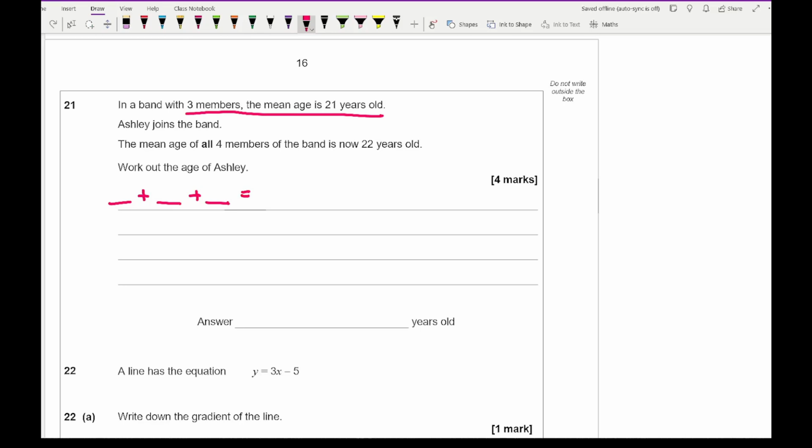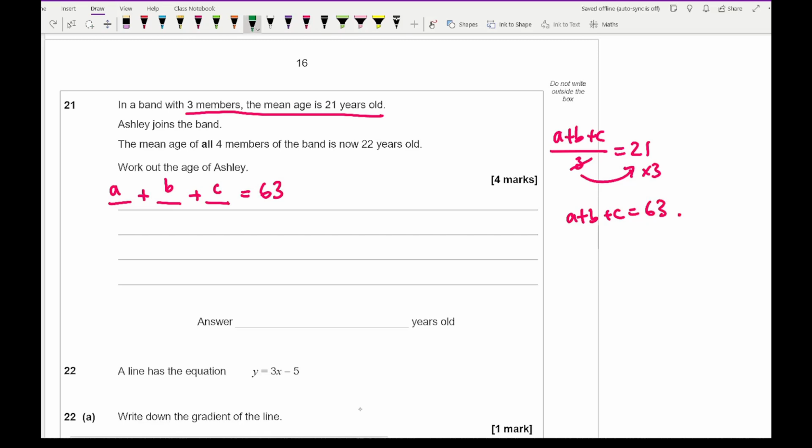So for this, if I wanted to work out the total sum of each of those band members, I've got to do 3 times 21, which is 63. So these 3 members, who I'm just going to call A, B, and C, the mean is, so A plus B plus C divided by 3 equals 21. So if I multiply by 3, A plus B plus C must equal 63.